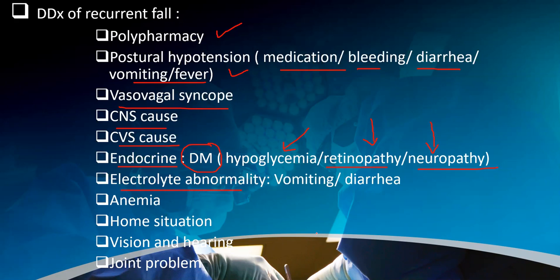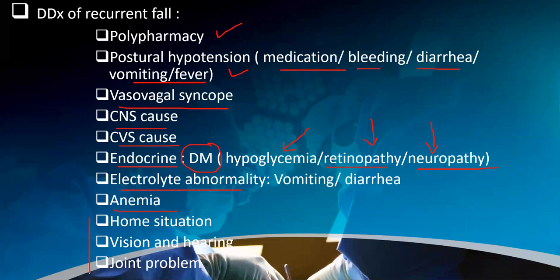Electrolyte abnormality can cause it. And then we have anemia. These are the main causes. Now, if you see, all these causes were in our syncope cluster also, right? So same thing, but in here, we just need to add these three things.